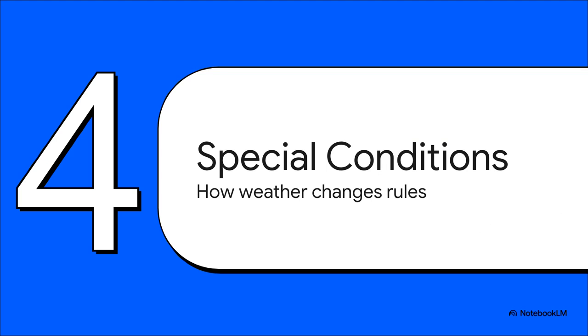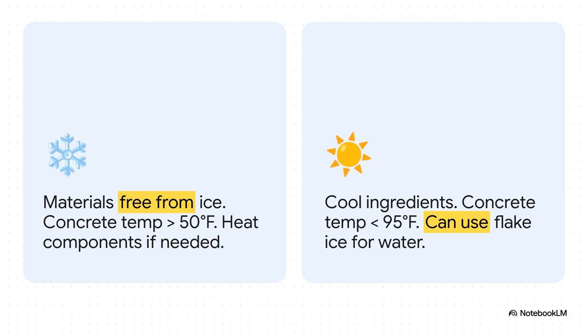Okay, so we've got the standard rules down, but now we're gonna get into the what-if scenarios. Exams absolutely love to test your ability to adapt, and weather is a huge variable. Hot and cold conditions can totally change the game, and you need to know the playbook. The rules for weather are basically a game of opposites. In the cold, your job is all about warmth. You need materials free from ice and snow, and you have to keep the concrete above 50 degrees Fahrenheit. In the heat, you've got to do the exact opposite. You have to cool your ingredients, maybe use flake ice for your water, and keep that concrete below 95 degrees to stop it from setting too fast.